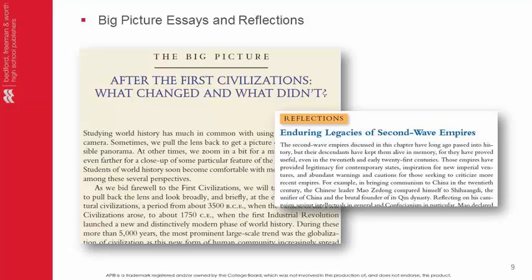Note what the authors say in this big picture essay. Studying world history has much in common with using the zoom lens of a camera. Sometimes we pull the lens back to get a picture of the broadest possible panorama. At other times, we zoom in a bit for a middle range shot. This is the language he uses throughout the text, and this metaphor is revisited.